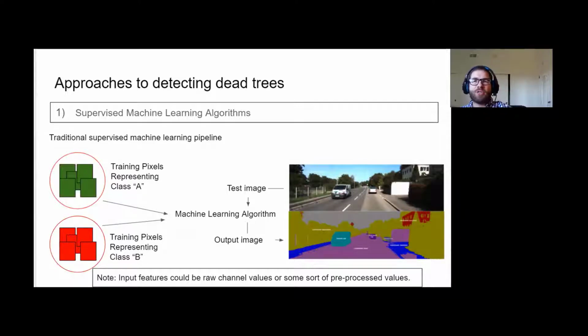We can then feed the machine learning algorithm new, unseen examples. We call these test images, and the algorithm will classify the new examples based on what it learned from the training examples. Often in remote sensing, we want the machine learning algorithm to classify every pixel in a scene, as is done in the example image here. This is called semantic segmentation. However, other tasks, such as classifying the entire image into one or multiple classes, or object detection, are also possible.